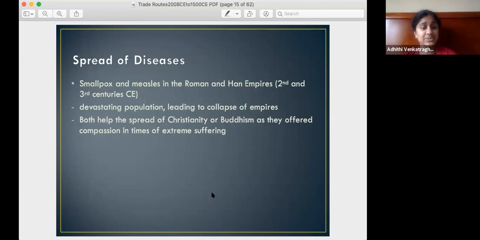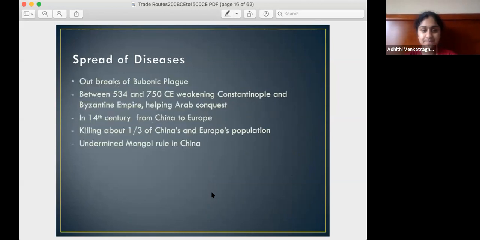Spread of diseases was also something that happened through the Silk Road. Smallpox and measles hit the Roman and Han empires in the 2nd and 3rd centuries CE, which devastated the population and led to the collapse of many empires. We talked about the collapse of the Byzantine Empire and such, which disease was part of the cause for. They both also helped spread Christianity or Buddhism, as they offered compassion in times of extreme suffering.